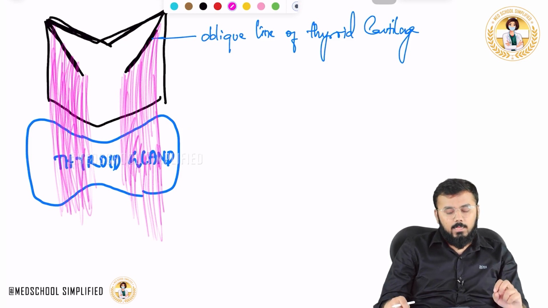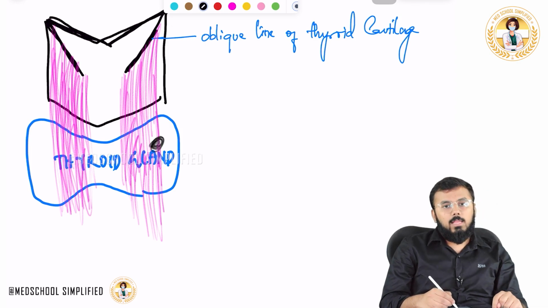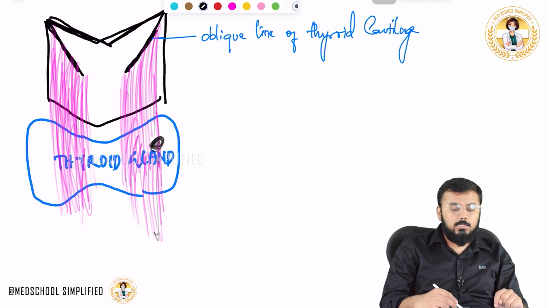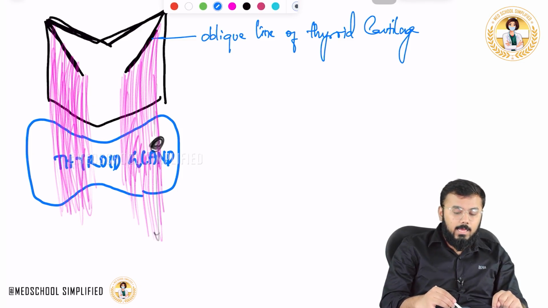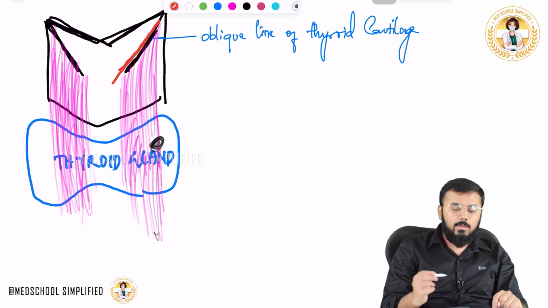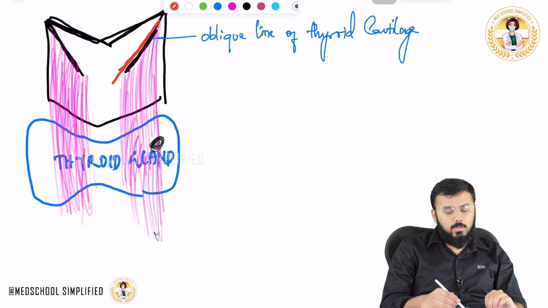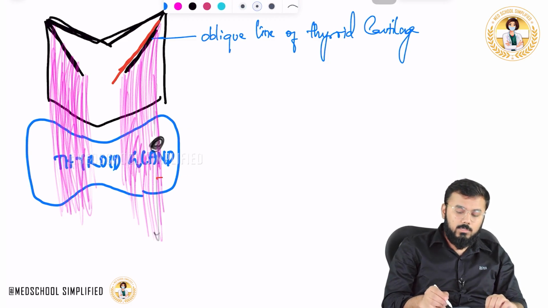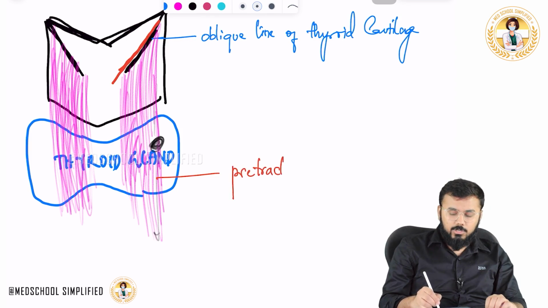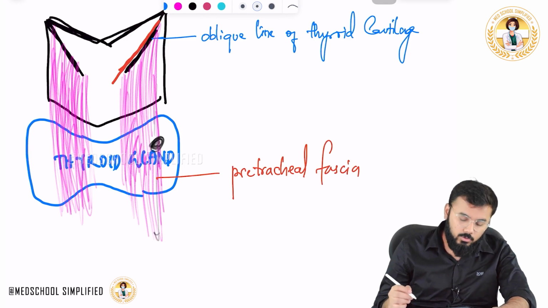And the second important thing is that whenever you get any tumor, let us say some kind of tumor within this thyroid gland, this tumor will go down to the mediastinum, but it will not go up. The reason is that this entire thyroid gland and the structures connected to it are limited to this oblique line of the thyroid cartilage only. That is the reason why any tumor or any infection cannot ascend up. All it can do is go down into the mediastinum. So this fascia over here is called your pretracheal fascia. So this is all you need to know.